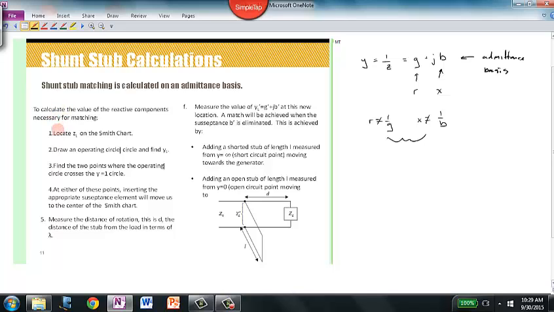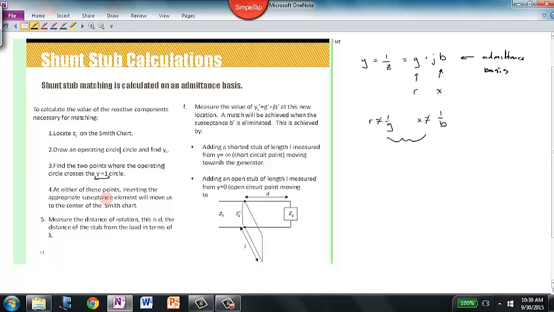So the process, if we go through it: the first step is that we use the Smith chart on an impedance basis, and we locate the normalized load impedance. We then draw our operating circle, and we rotate 180 degrees on the operating circle to find YL prime. We also find the 2 points where the operating circle crosses what is called the Y equals 1 circle. That's exactly the same as the R equals 1 circle. It's the same circle. We just give it a different name in the admittance basis.